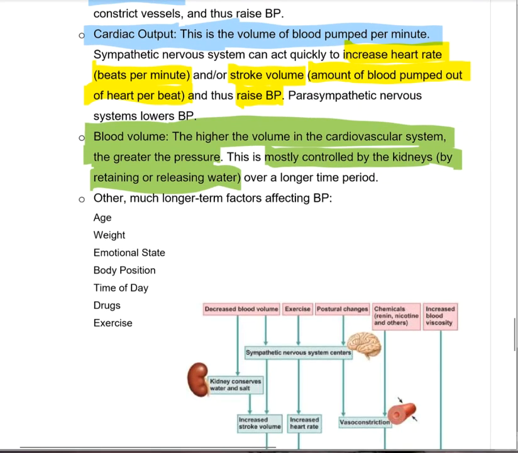Now, there are other factors, and you can just think of these, that might affect blood pressure: how old you are, your weight, your emotional state, the body position, whether you're standing, sitting, lying down. Even the time of day will affect blood pressure. Drugs, obviously some drugs are given to change blood pressure, either up or down. And then, of course, exercise.